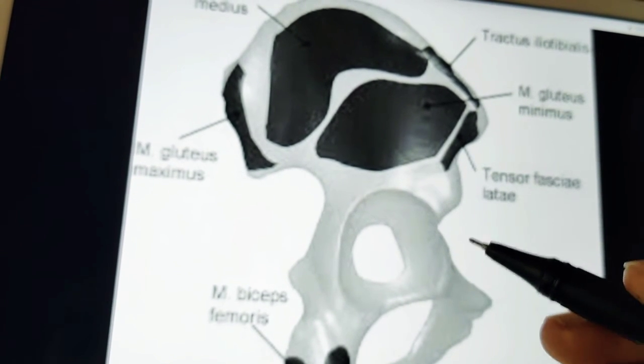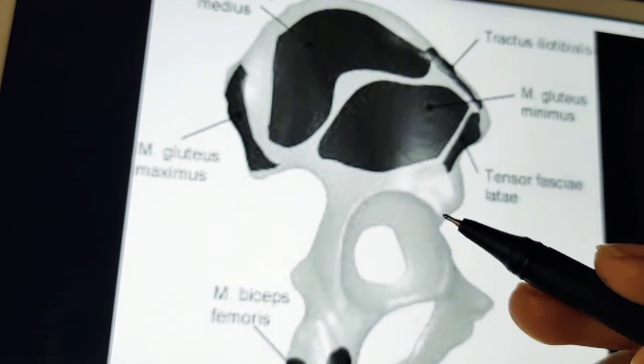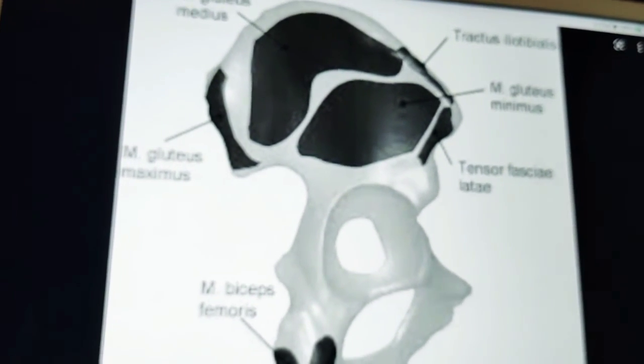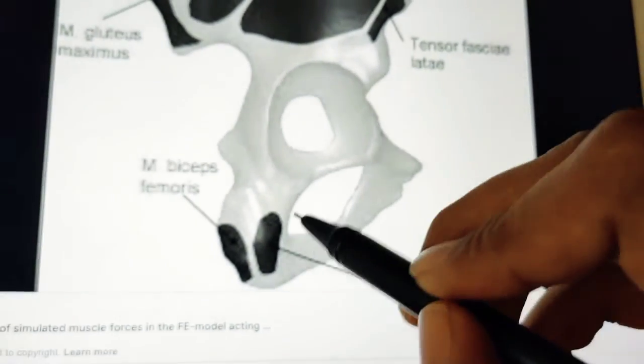And it is a fibrocartilaginous acetabular labrum which is attached to the margins of the acetabulum, which deepens the acetabular cavity. That's it. This is about the acetabulum. Next we'll discuss the obturator foramen.